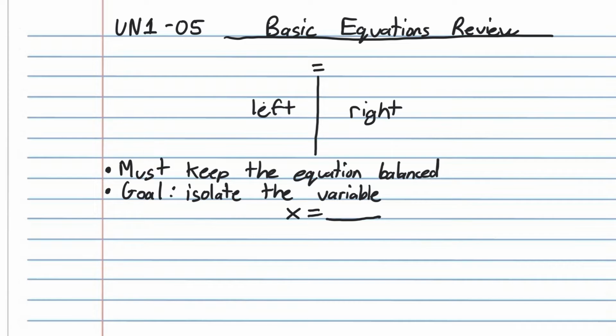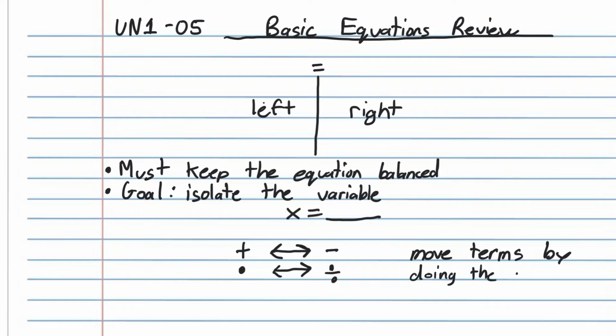And the way we move things around is we deal with inverses. So if something is positive, the way we get rid of it is we subtract. If something is being multiplied, the way we get rid of it is by dividing. Okay, these are inverses of each other. They undo each other. And that's how we move things around. So we move terms or pieces by doing the inverse. Inverse is just a fancy way of saying opposite.